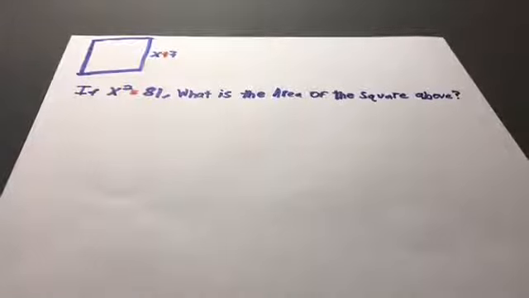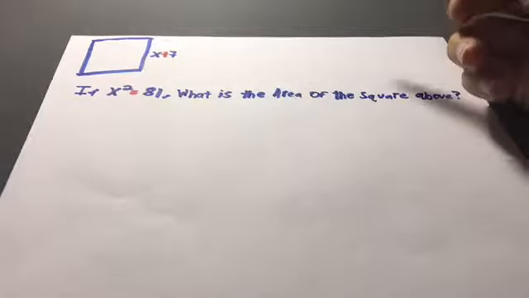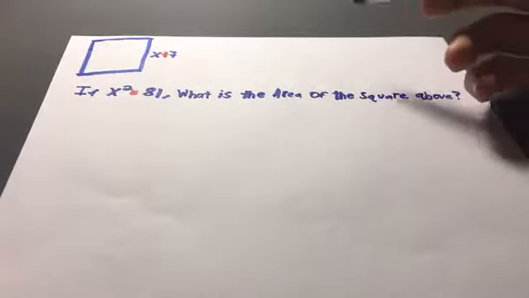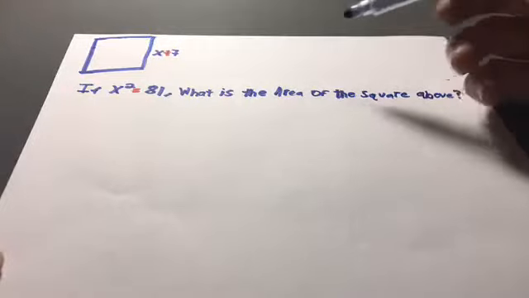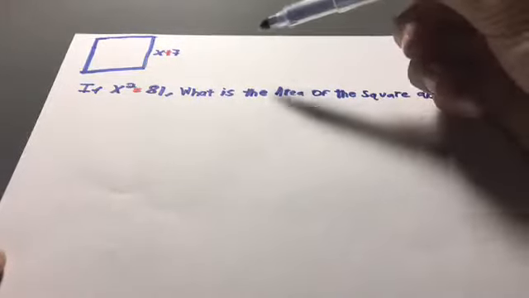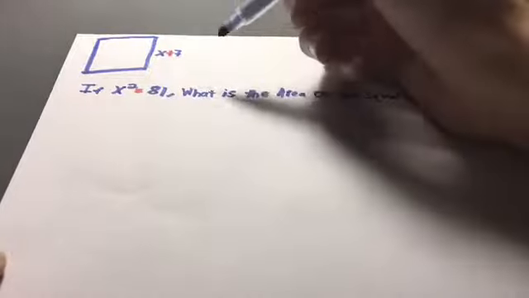If x over 2 equals 81, what is the area of the square above? To answer this question, one of the most important features of this problem is what is x? To answer this problem, we need to know what x is.